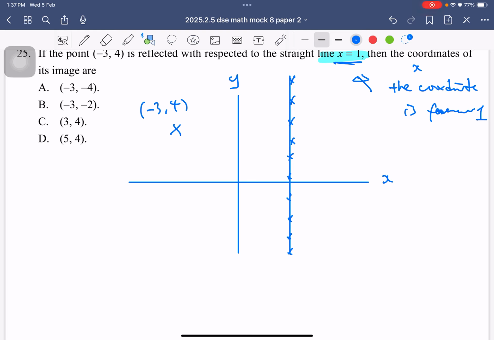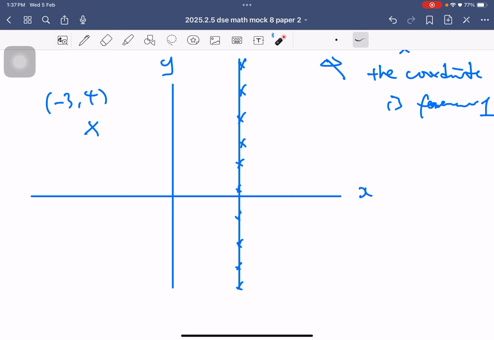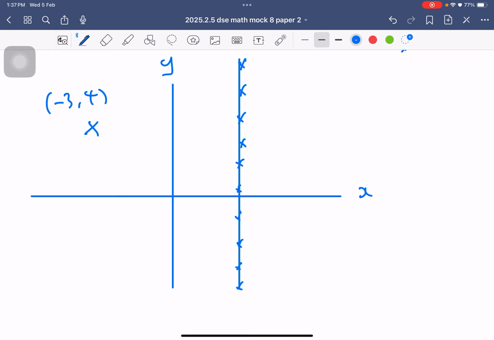After you do the reflection, where is going to be the point? This is the original point, and the reflection point is going to be here, isn't it? So this is going to be your reflection point. If we do the reflection, it means that the distance here is going to be equal to the distance here. So these two lines must be the same.